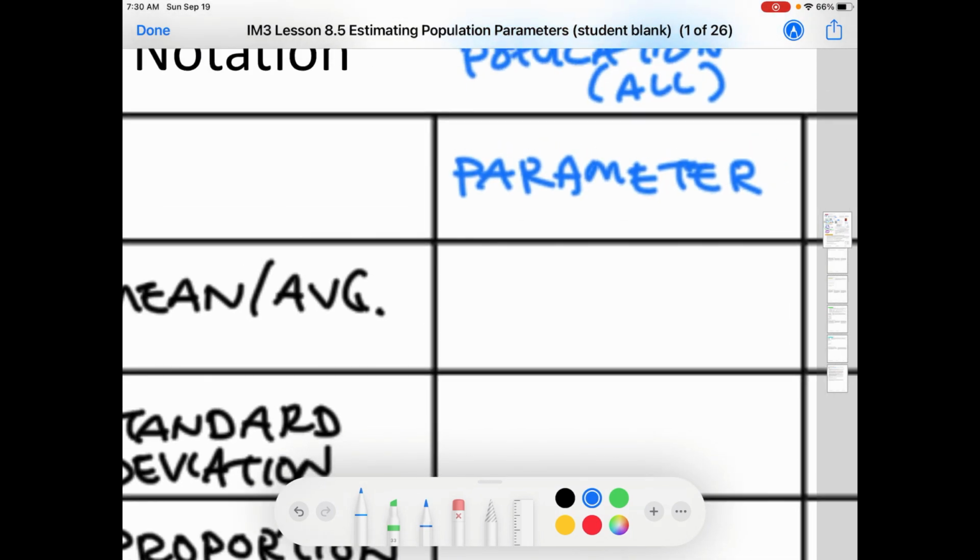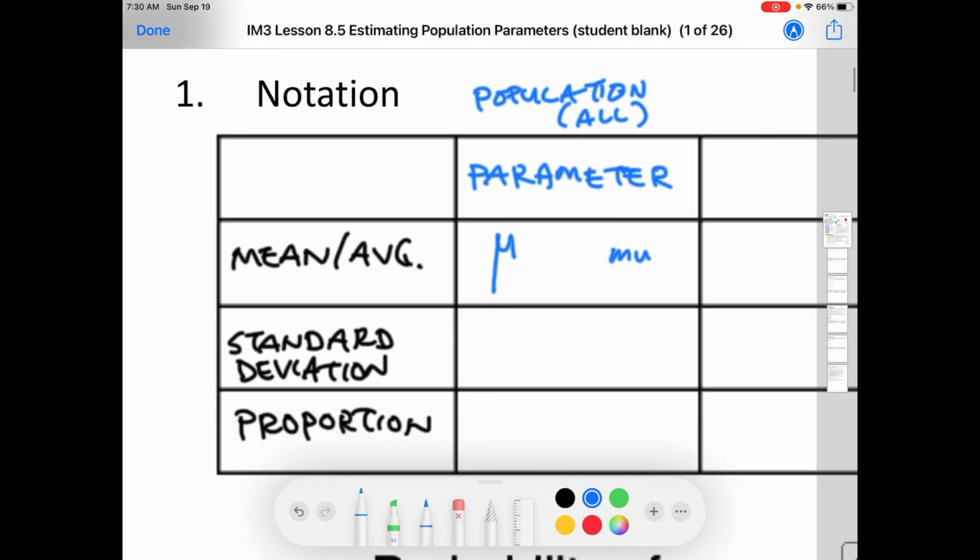Let me see if I can get in really close. It's like a weird U, so long line, and then you draw your U. Notice how that line does not go all the way down. And it is a Greek letter, and they just call it mu. Mu. I think there's a Pokemon like that. Some of my kids do.